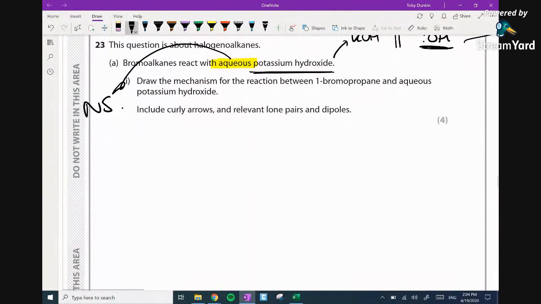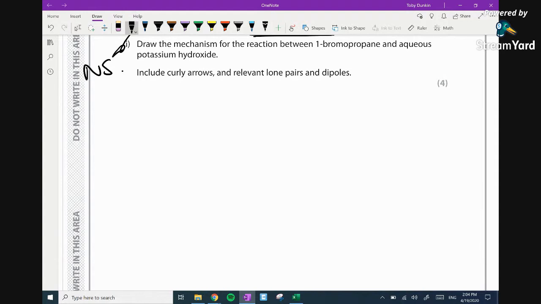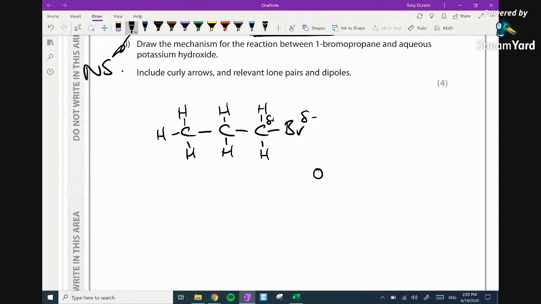So, okay: draw the mechanism for the reaction between 1-bromopropane and aqueous potassium hydroxide. Include curly arrows and all relevant lone pairs and dipoles. Okay, so 1-bromopropane, it's nice and easy. This is a very, very AS level question. First thing you do is find your delta, and the only delta there is your carbon-bromine bond. Then we're going to have our nucleophile of OH minus. Notice how I circle the charge because it's a full charge.